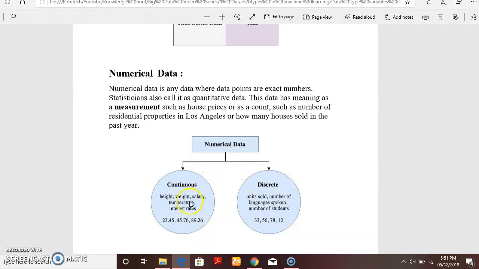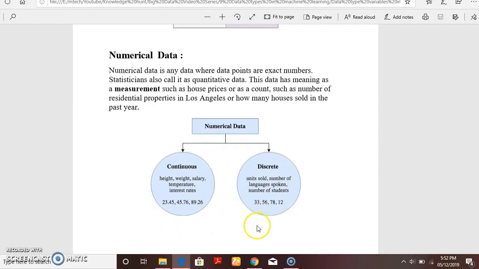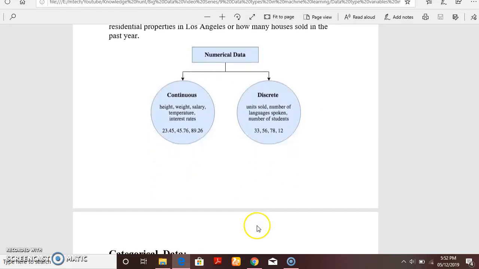It is of two types, continuous and discrete. Numerical data is classified further into continuous data and discrete data. Continuous in the sense height, weight, salary, temperature, pressure, interest; these are continuous data. Examples are given below. And discrete in the sense like the number of languages, number of products sold, number of students, number of households, units sold. As you can see, continuous is based on the decimal point, and discrete means whole numbers. The number of units sold may be discrete data.